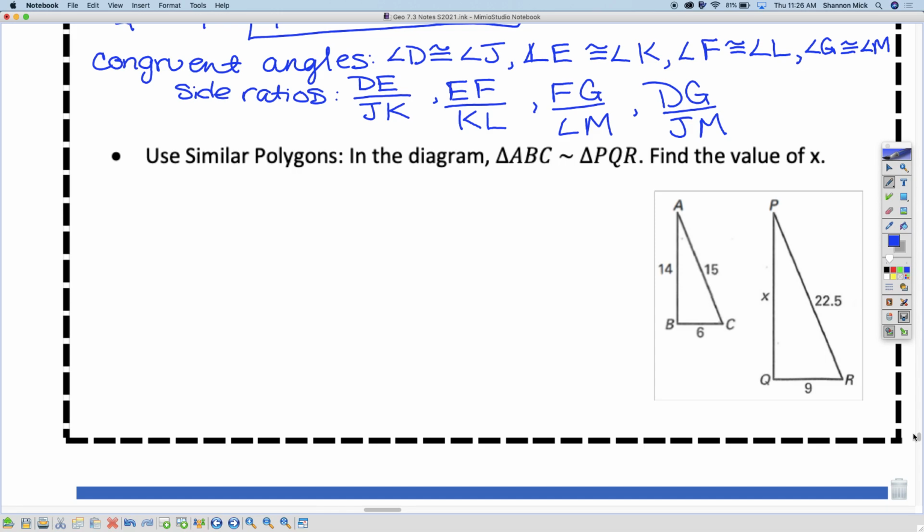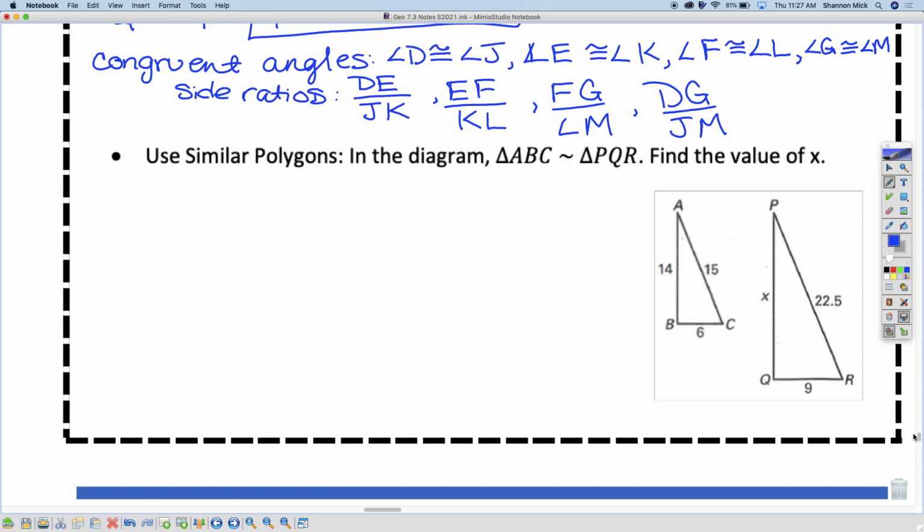What angle is congruent to A? P. B? Q. C? R. What side corresponds to AB? PQ. How about AC? PR. BC is QR. Can I do them backwards also? Yeah, you can.